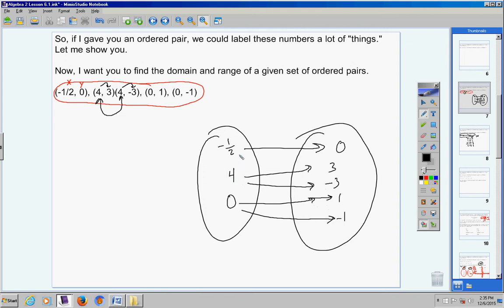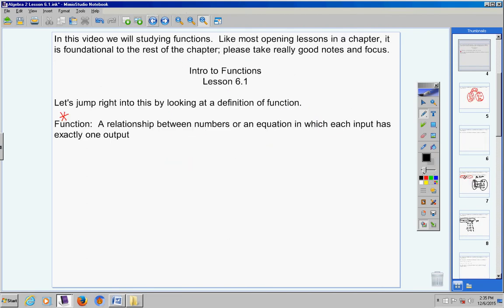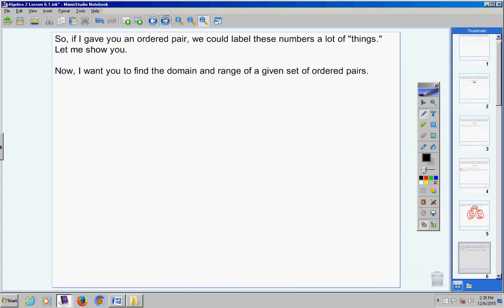You can see right away this input has exactly 1 arrow, 1 output. That's good, but this one has 2 arrows. This one has 2 arrows here. So no, this is not a function. No function, okay? Because each input did not have exactly 1 output. Let's see if there's some more. That might be it. That's it, yeah, okay. Alright, so let's go back down here and finish this up today.